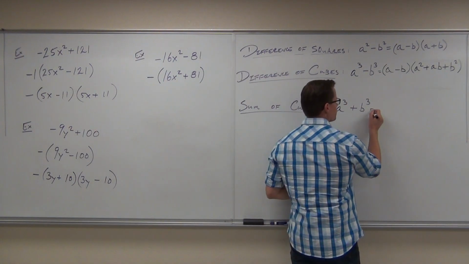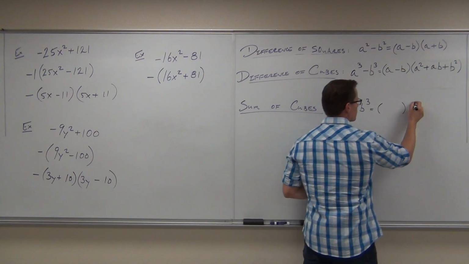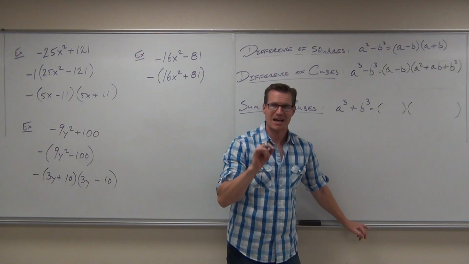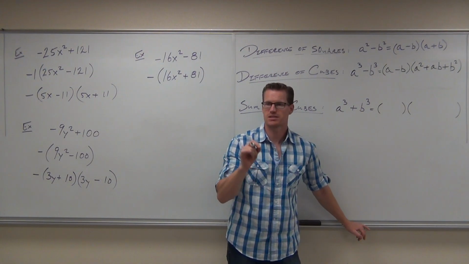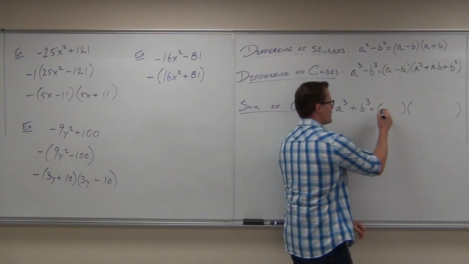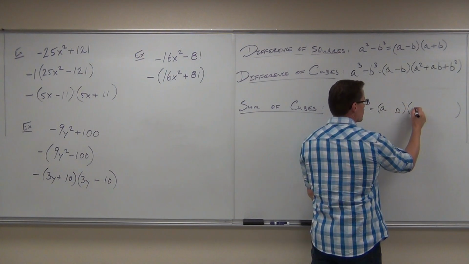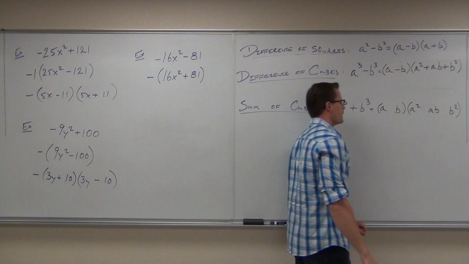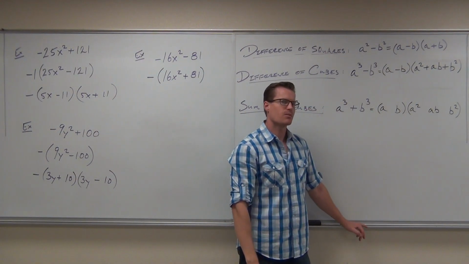Now, the other one, hoping you can understand, it's going to look exactly the same, except for the signs. You're still going to have an A, you're still going to have a B. You'll have an A squared, you'll have an AB, and you'll have a B squared. The only sign that I want to talk about real quick is this one.